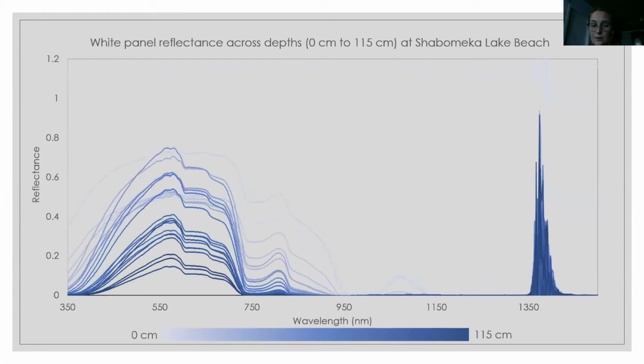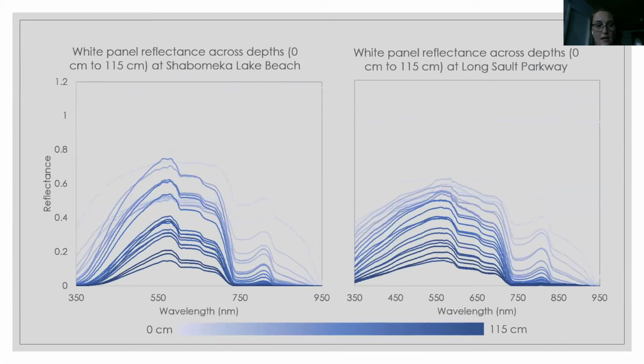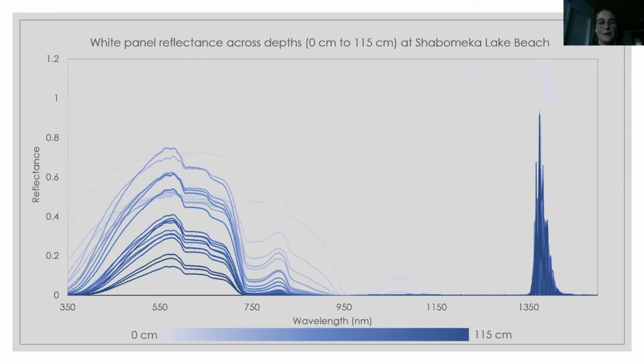So here's an example of what I got for the lake location. I think you skipped a slide there, Deep. Yep, there we go. So here depth is shown as a variation in the shade of the line, the lightest blue being 0 centimeters. It's up a little bit above 1. And then the darkest being 115.